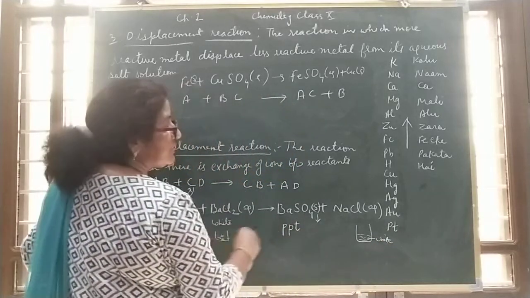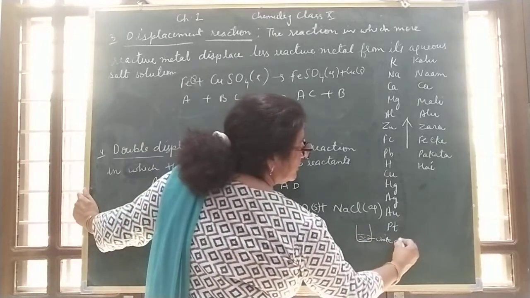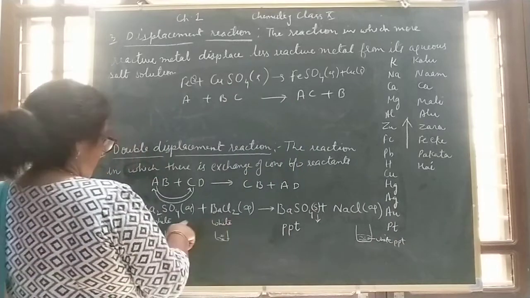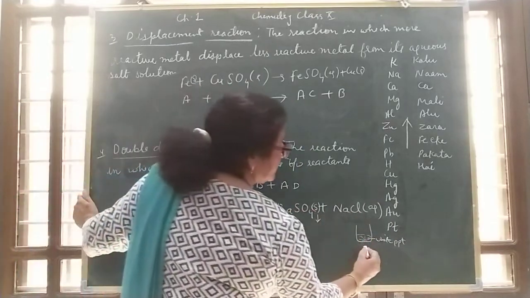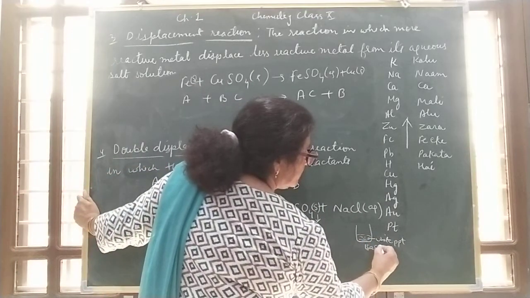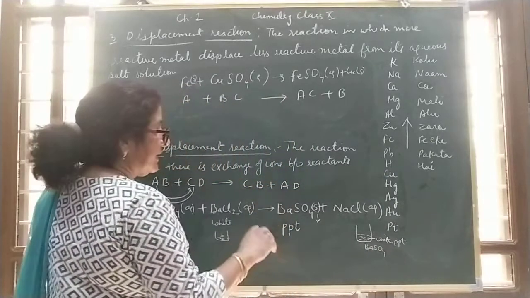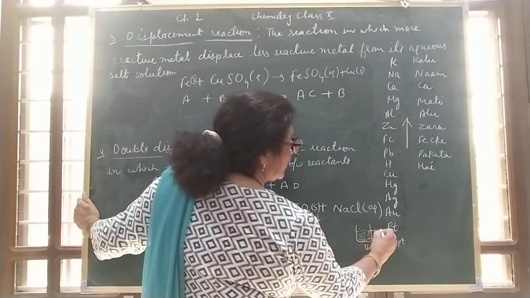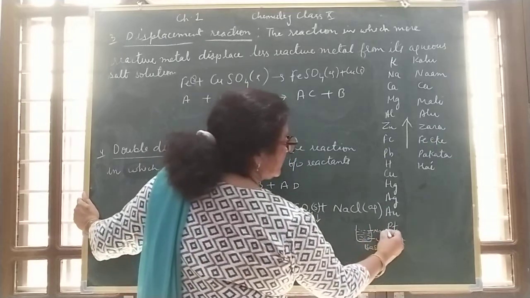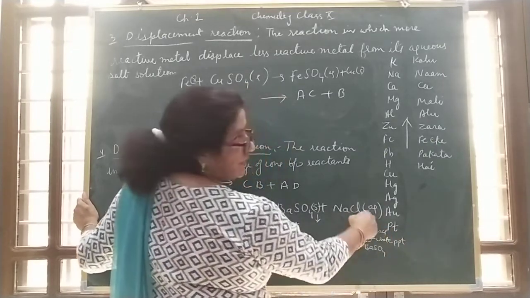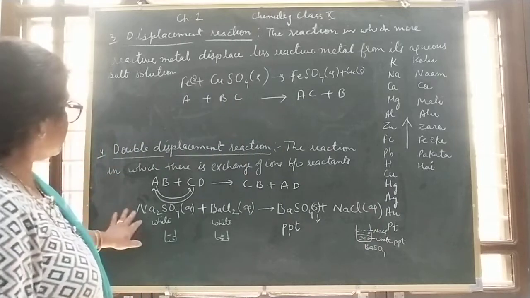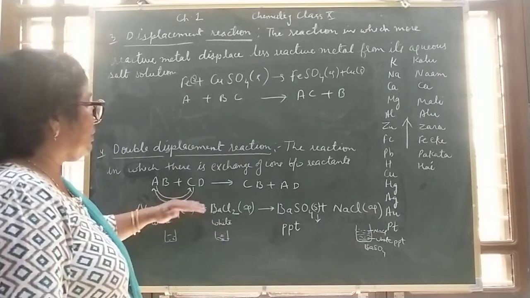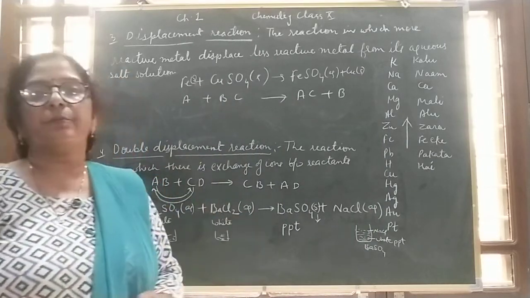of barium sulfate will settle at the bottom, and the upper layer is of sodium chloride solution. This is a double displacement reaction. We call it precipitation reaction also.